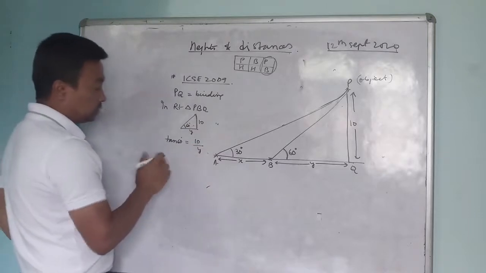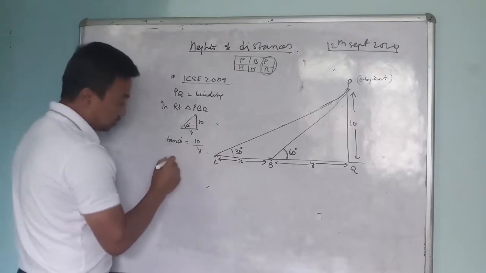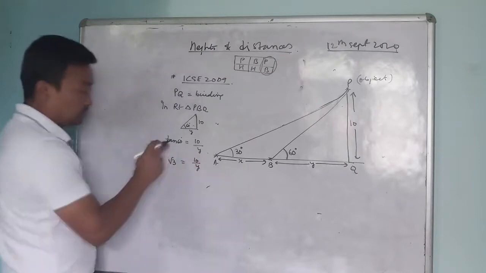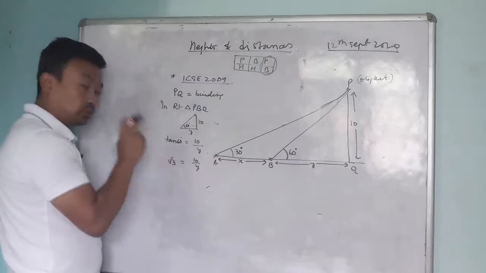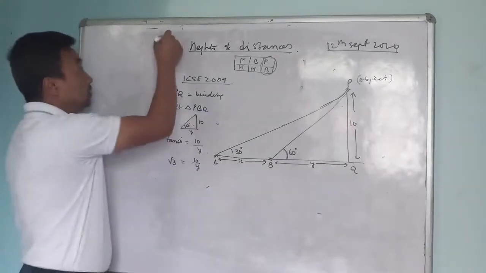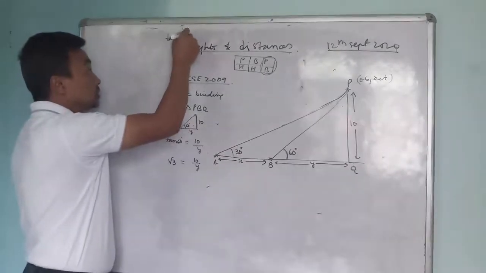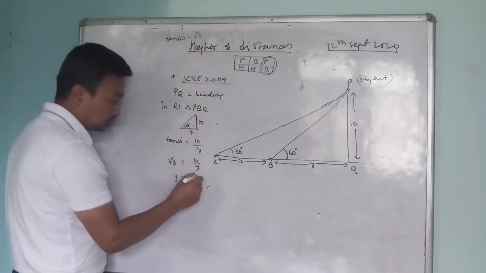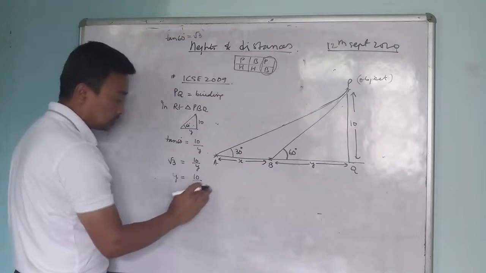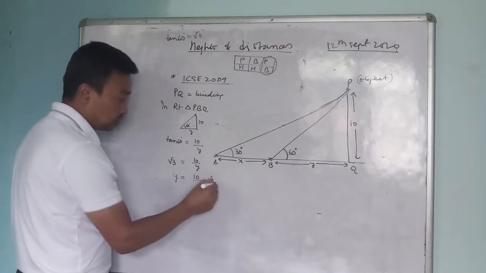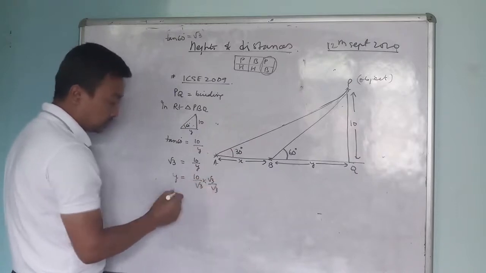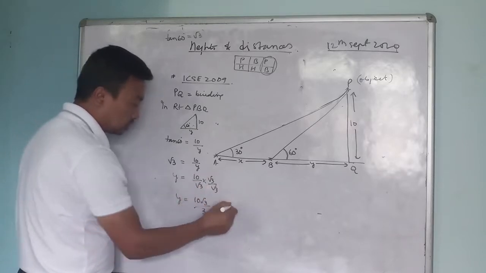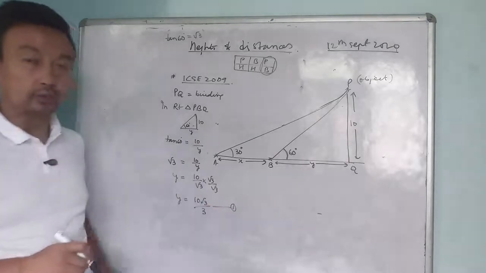So what is the value of tan 60? Root 3 equals 10 upon y. You have to know this root 3, which you learned in class 9. So please remember this, tan 60 is root 3. After doing cross product you get it like this. Let us rationalize this so it becomes easy for you to solve. Keep this as equation number 1.